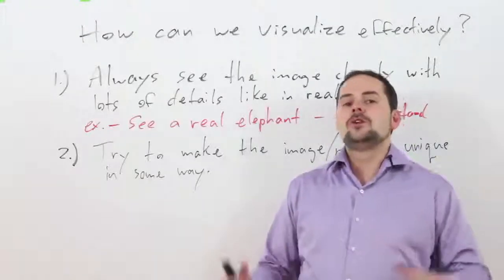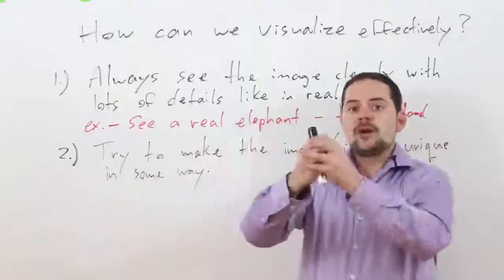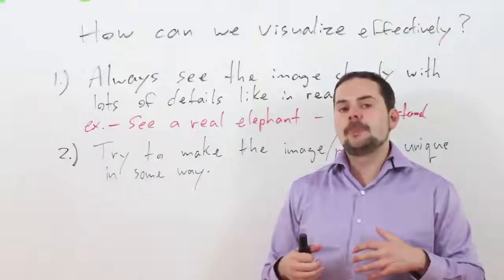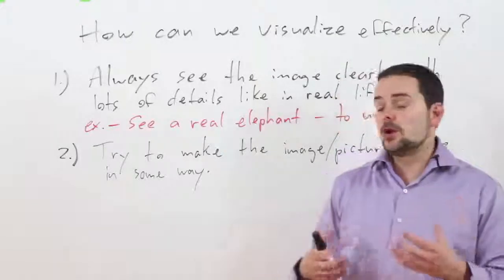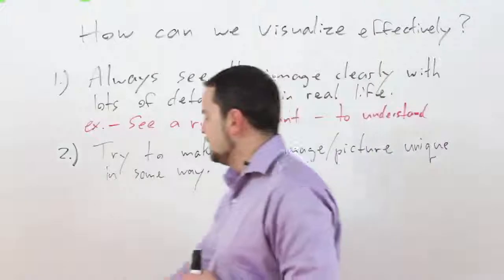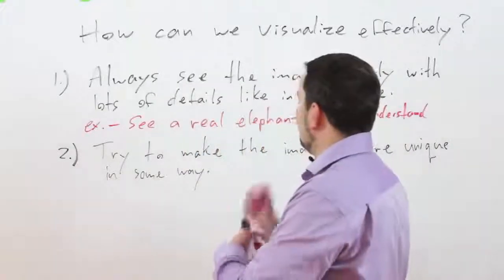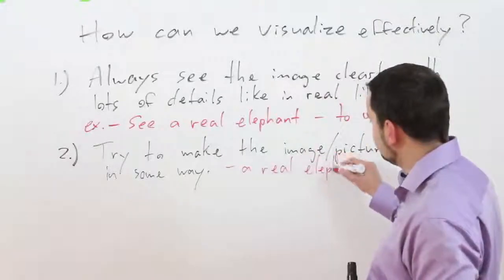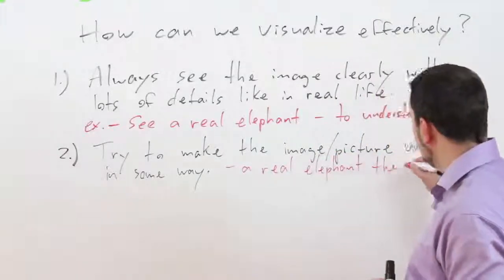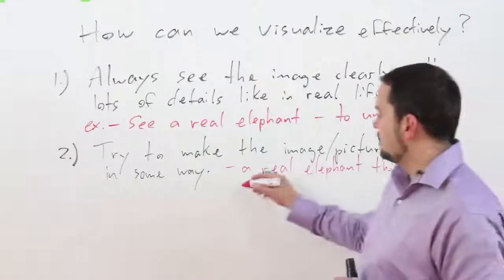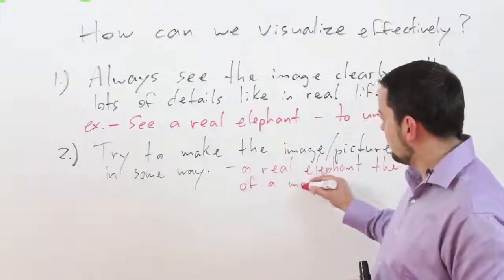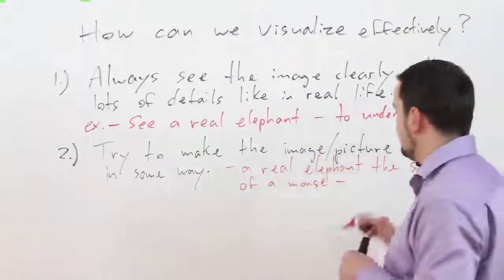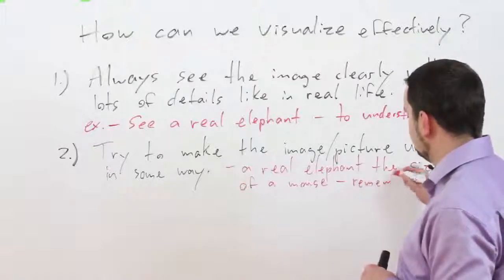So now your brain will try to grab and hold this information much, much more accurately, more strongly, and for longer. So again, the example here is a real elephant the size of a mouse. And here, of course, what you're doing is you're helping your brain to remember the information.